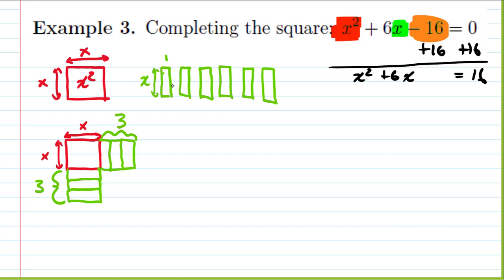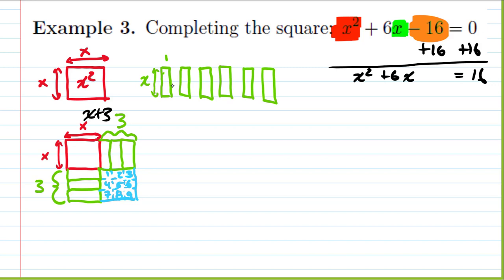Well, then that would make the entire side of each of these x plus 3, right? The reason this is called completing the square is now if I look down here, I don't actually have a square. I'm missing some parts right here. 1, 2, 3, 4, 5, 6, 7, 8, and 9. So I am missing 9 pieces right here in order to build a square. So to complete my square, I would have to add 9 blocks.